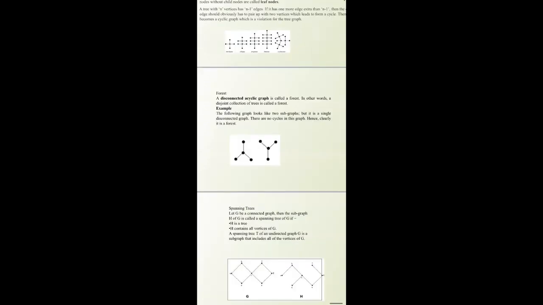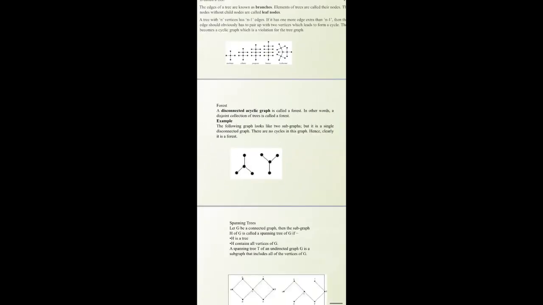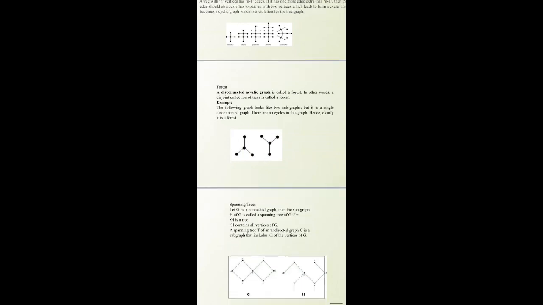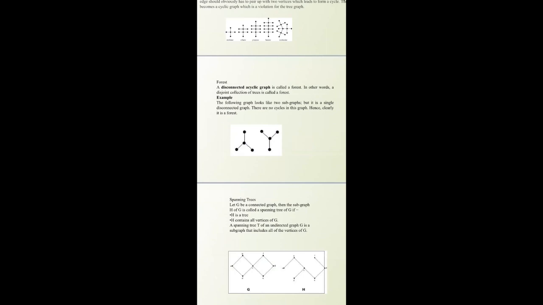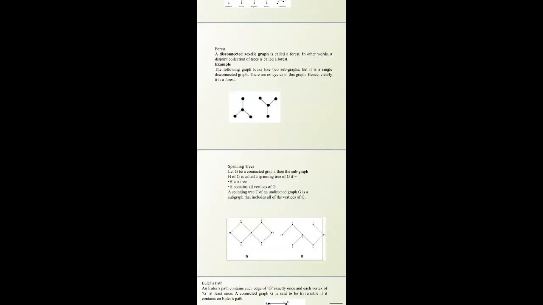A disconnected acyclic graph is called a forest. In other words, a disjoint collection of trees is called a forest. And this is a graph. You can see there are 2 trees.